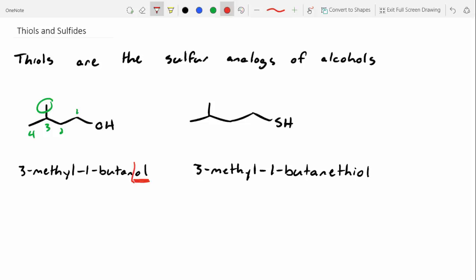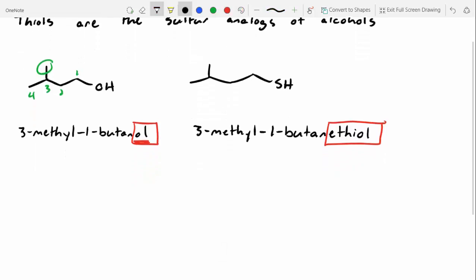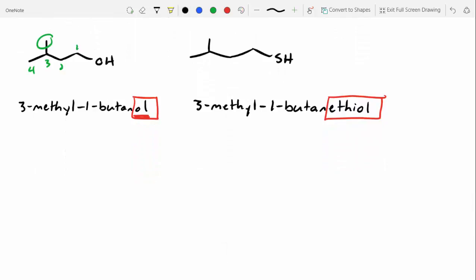So this "ol" suffix for alcohol essentially gets changed to an E followed by thiol. So we do want to include the E coming off of butane, and then we add thiol onto the end. It does get a little confusing when you have multiple functional groups present, especially with thiols. So let's take a look at one of these examples.